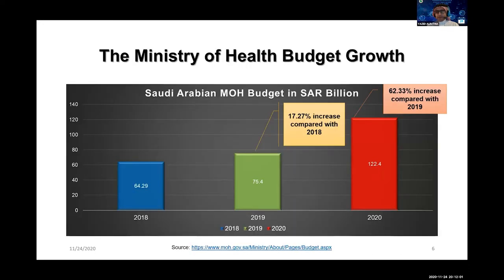Why do we need to apply pharmacoeconomics, and why do we need to talk about economics? If we take a look at the Saudi Ministry of Health budget, you can easily tell that even before the COVID-19 pandemic, we had seen an increase of about 17.27% in healthcare expenditure for the Ministry of Health between 2018 and 2019. In fact, it increased by about 11 billion reals in only 1 year. But if we look at the figure for 2020, when the pandemic struck the world, this budget has almost doubled from what it was back in 2018.